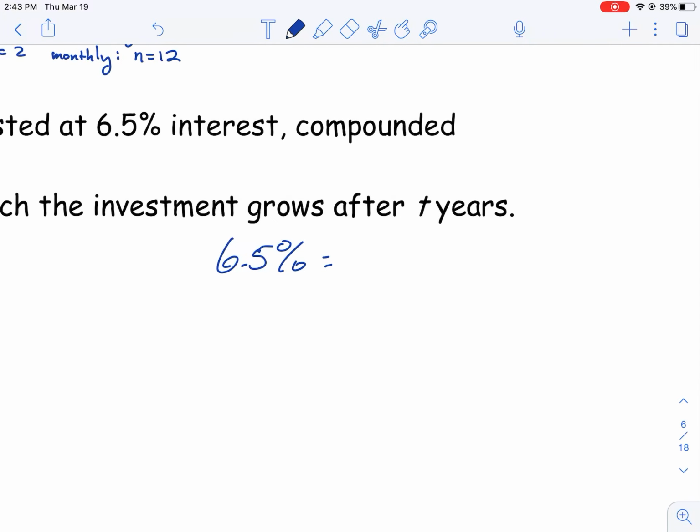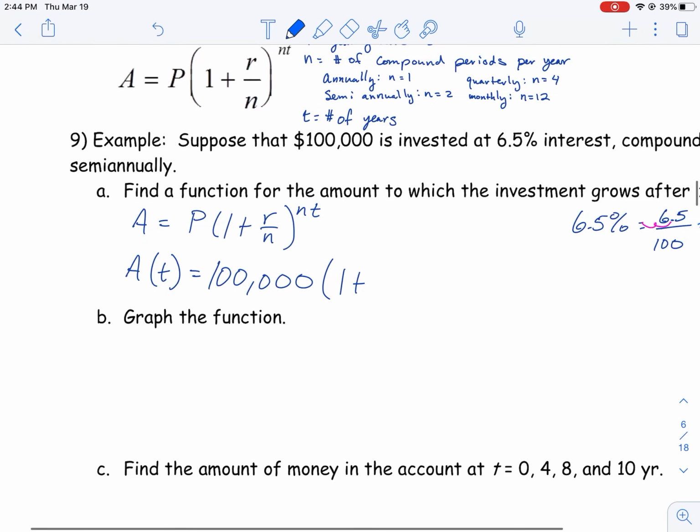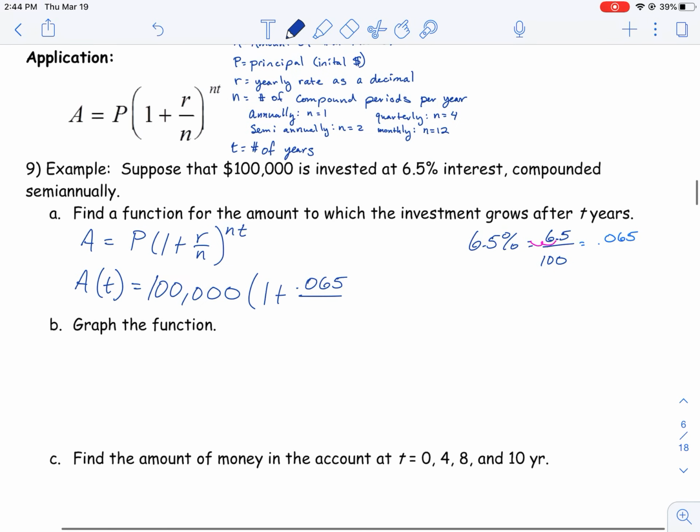Now, 6.5% means 6.5 for every 100. You can just calculate it with your calculator, 6.5 divided by 100, or you can just move the decimal point over 2 places, giving you 0.065 for the percentage as a decimal. So that gives me 0.065 divided by N. N, you remember, is compound periods. How often is this compounded? It says compounded semi-annually, so that's twice a year, so we need to divide by 2. And then NT, 2 to the T.